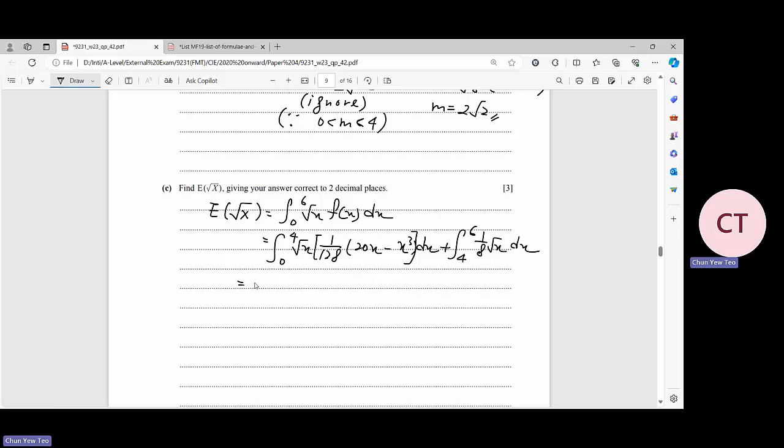So I just need to expand them. I will make sub x become power of a half. But over here, I think I will bring the 1 over 128 out first. I don't want to involve so many fractions. So this one, it will be integrating 0 to 4.